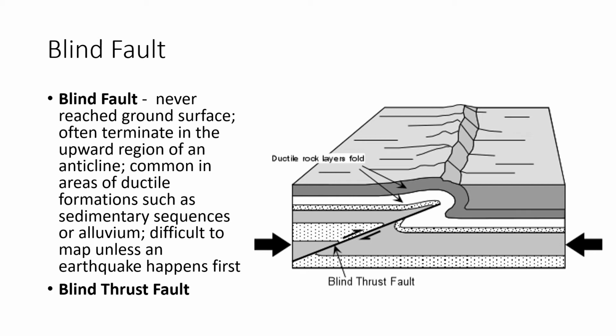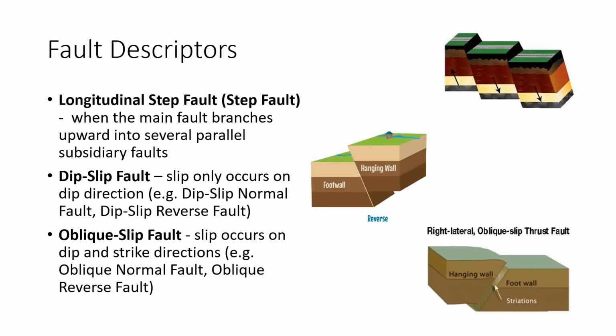A blind thrust fault is just a thrust fault that is blind, so it doesn't have a surface rupture. Other fault descriptors: you have your longitudinal step fault, or your step fault. This happens when your main fault undergoes branching into several parallel subsidiary faults. As you can see in the top right figure, these are your subsidiary faults, and somewhere down is your main fault that has sprouted into several smaller faults.